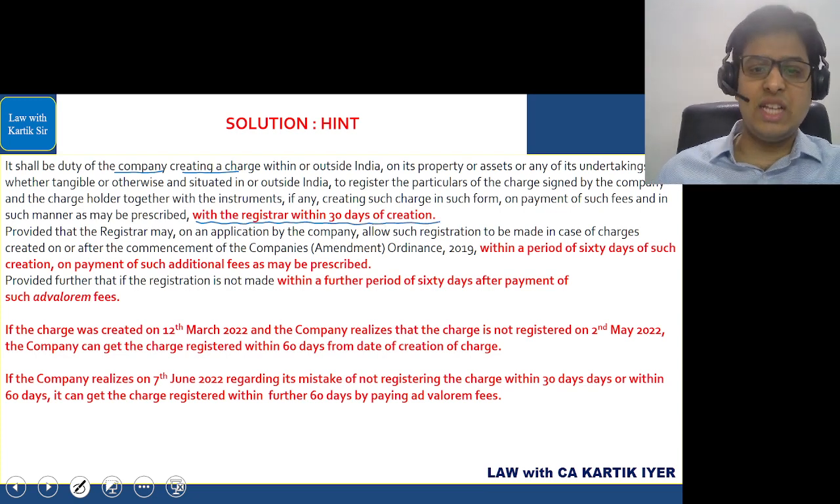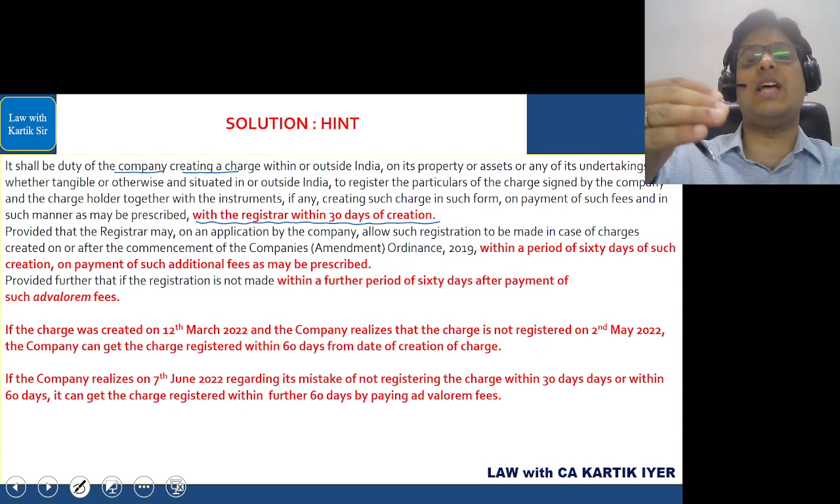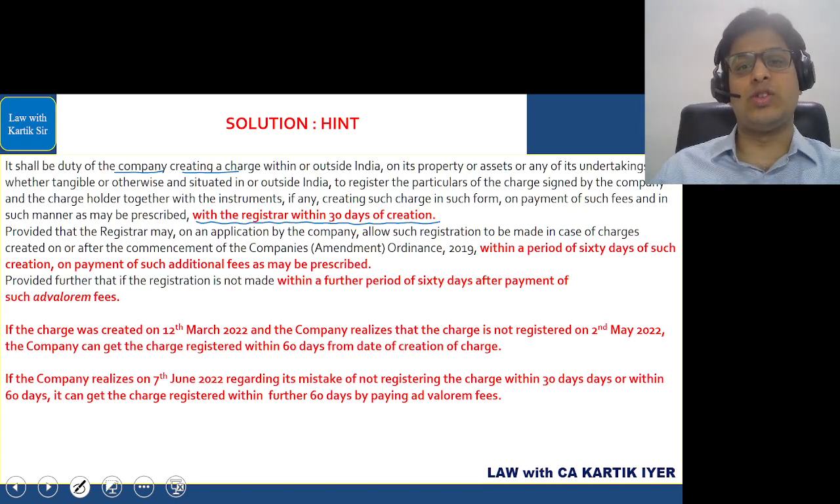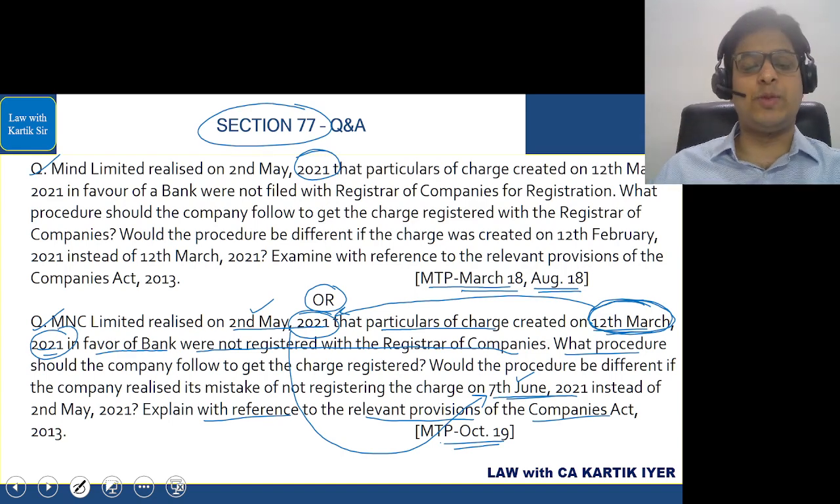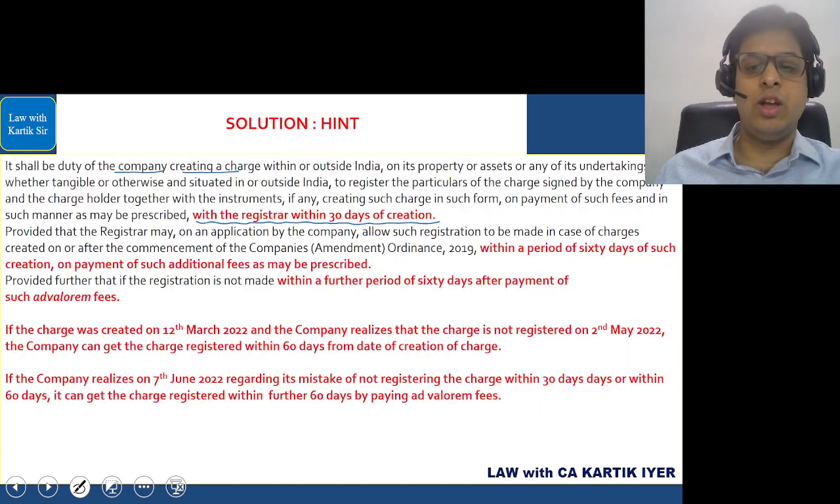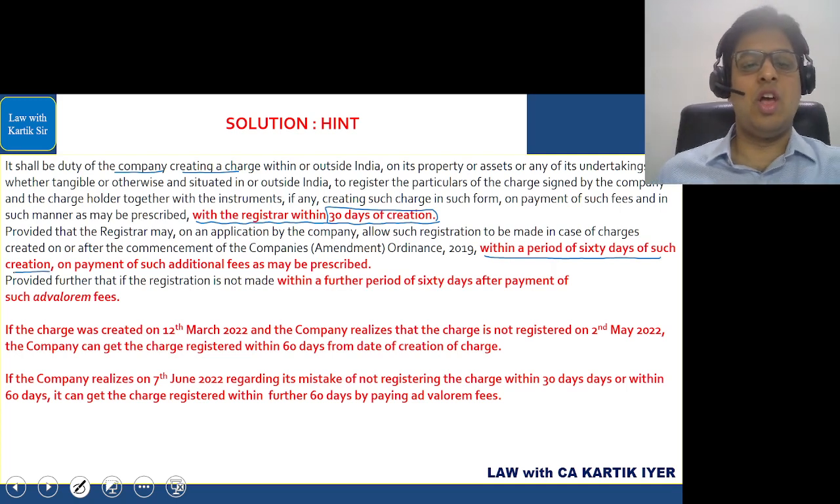If within 30 days of charge creation it is not possible, and if you are looking at a period that is after the commencement of the company's amendment ordinance 2019, so you can see the years in this question also 2021, in this question also 2021 is given, so you understand it is after commencement of the company's amendment ordinance 2019. So you understand that if the charge is not registered within how many days? Within 30 days, it can be registered within a period of 60 days of such charge creation on payment of such additional fees as may be prescribed.